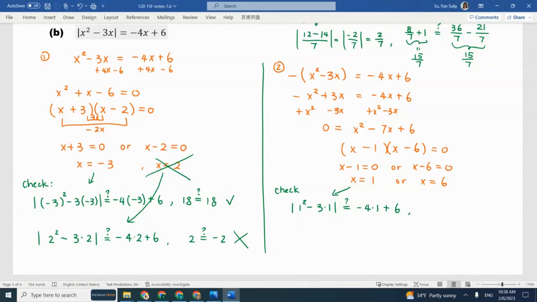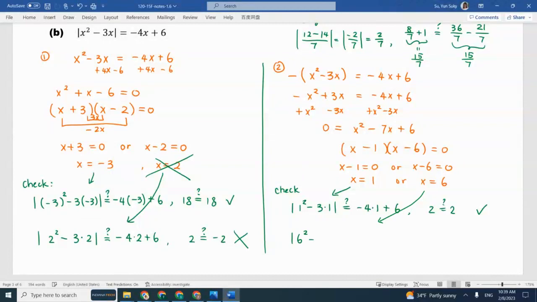Okay, so if you plug in this one, then it's always true. Yes, you can see if you put this in this one, always true. And that's why it doesn't help. Plug in the original one. Yes, good question. Okay, 1 minus 3 is negative 2, but absolute value, so it becomes 2. Look at the right hand side. Minus 4 plus 6. Yeah, so check. Okay, last one, 6.